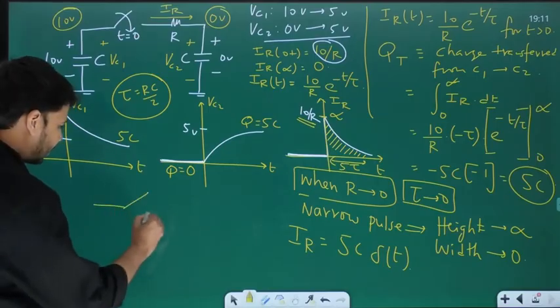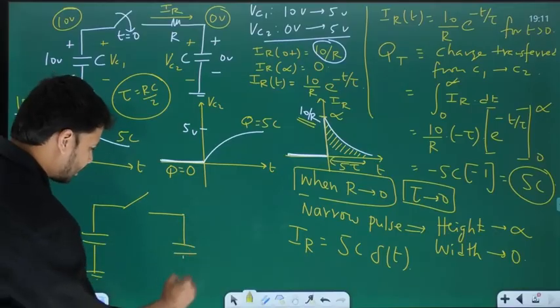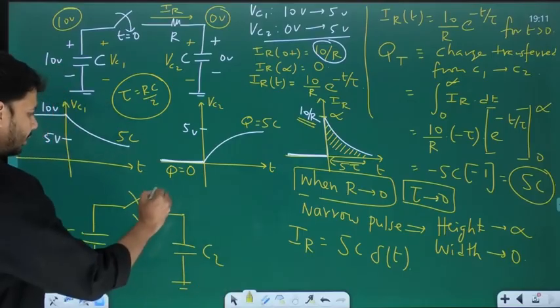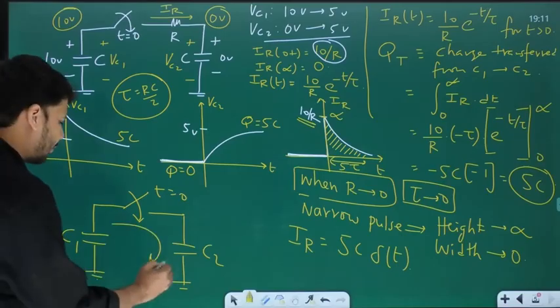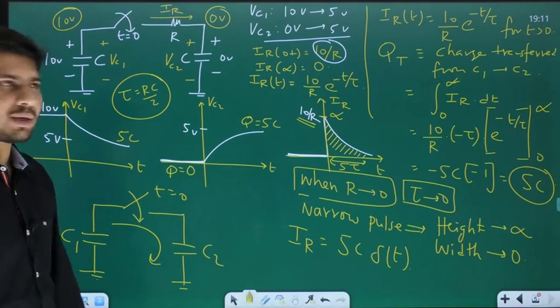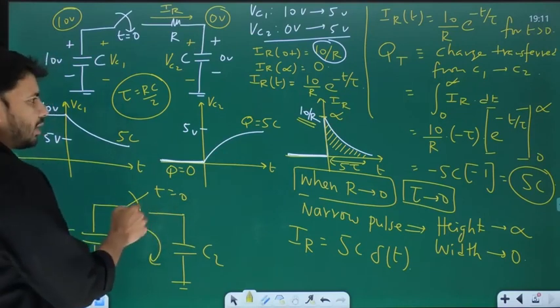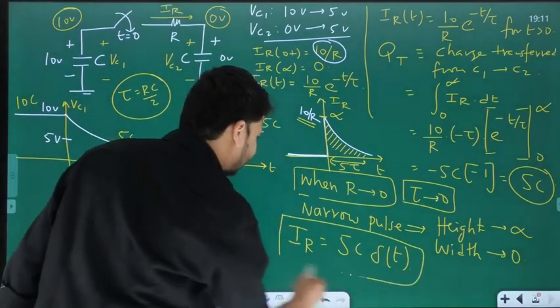where you have a switch. On either side of the switch, you have two capacitors, C1 and C2. And when the switch is closed at t equal to 0, an impulse current will flow through the switch. That is how you get this impulse current. So in general, you have a resistor R, and this case is obtained when R will tend to 0, in which case you have this impulse current.